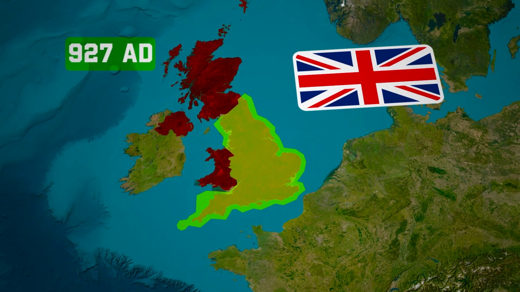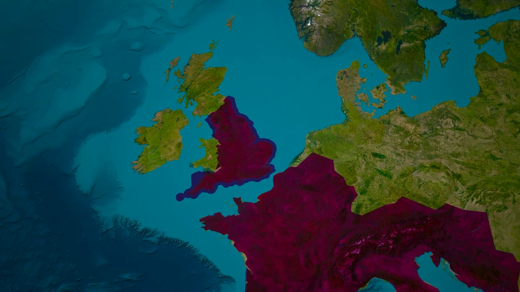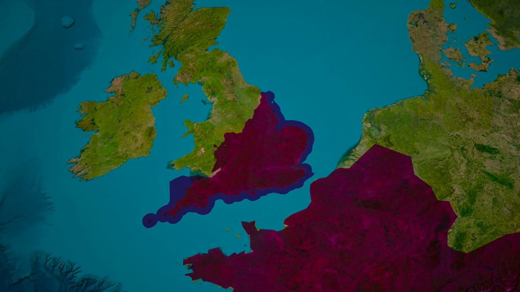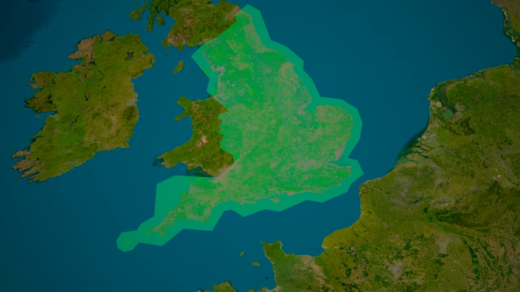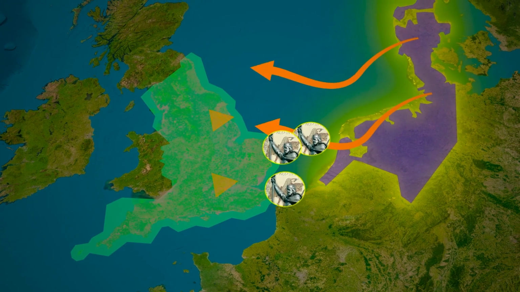Who claimed the land before the English? And how did it become the nation we know today? As the Roman Empire began to fade from the British Isles, the area of modern-day England started to see a wave of migration from Anglo-Saxon Germanic tribes.